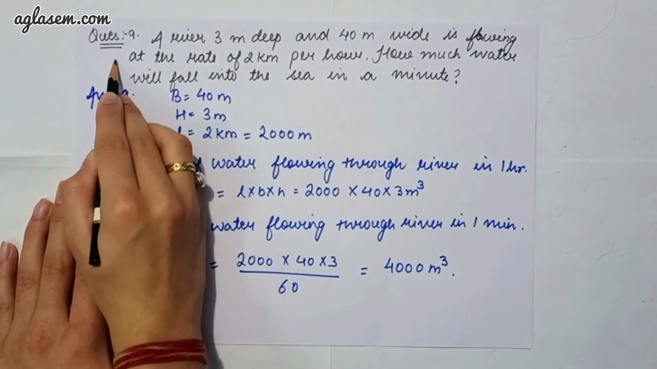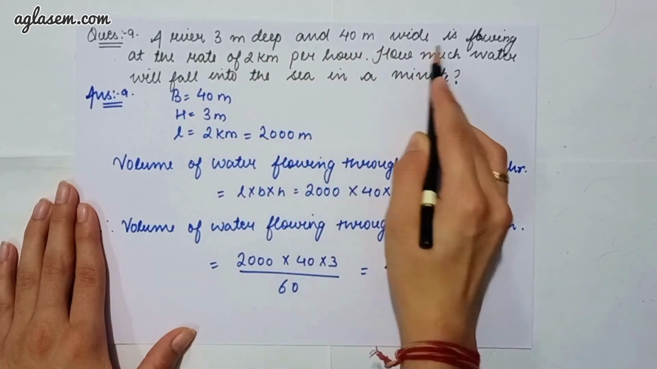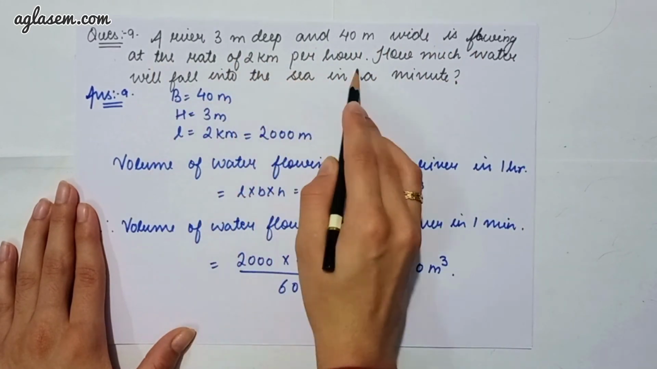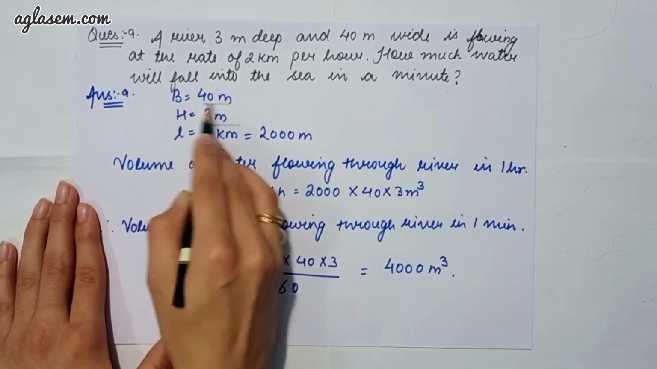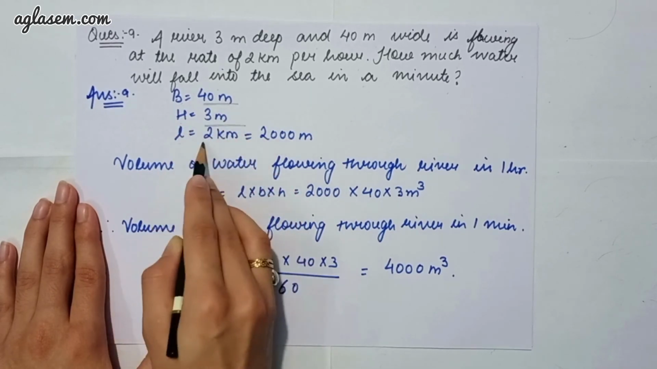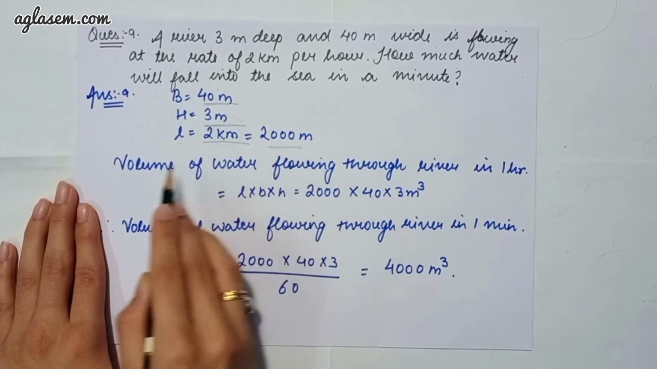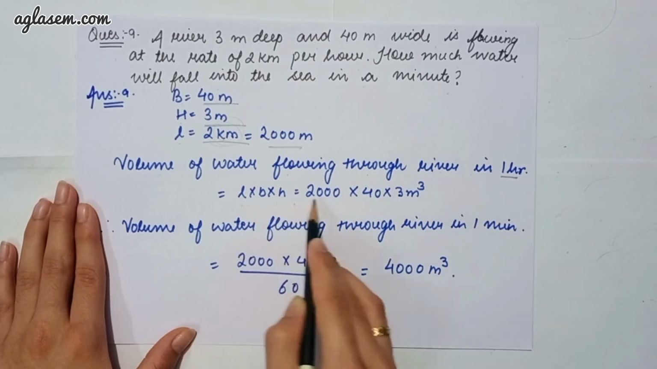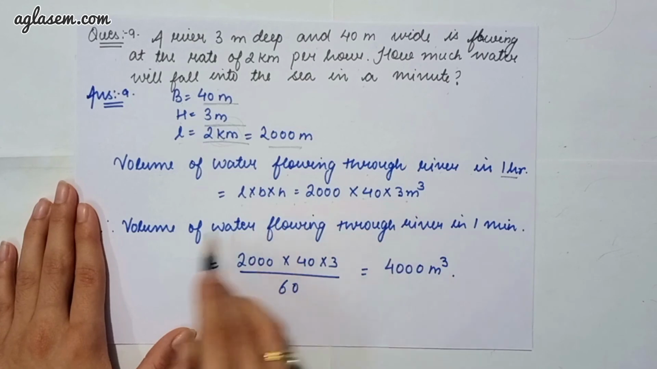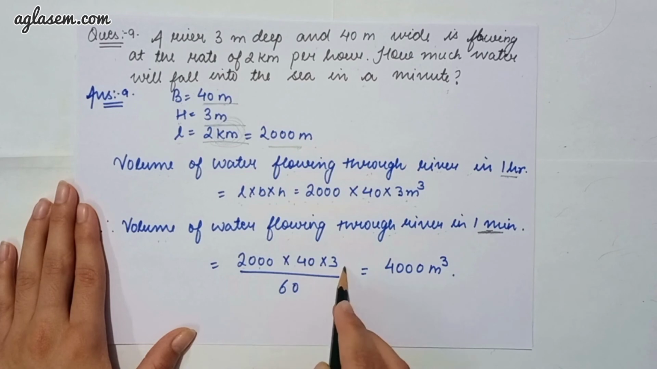Moving to the ninth and the last question of this exercise, which says a river 3 meter deep and 40 meter wide is flowing at the rate of 2 km per hour. How much water will fall into the sea in a minute? Breadth, that is 40, height, that is 3 meter, length, that is 2 km. Converting this kilometer into meter, which will give you 2000 meter. So volume of water flowing through river in 1 hour is L into B into H, that is 2000 into 40 into 3. And the volume of water flowing through river in 1 minute is 2000 into 40 into 3 divided by 60, which will give you 4000 meter cube.